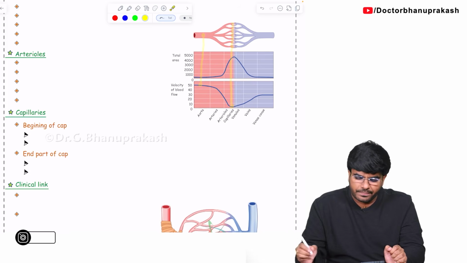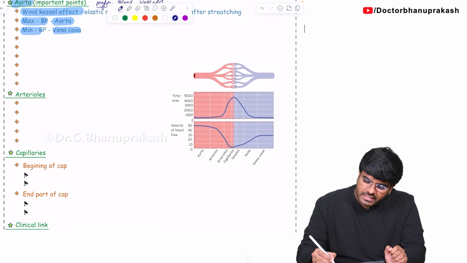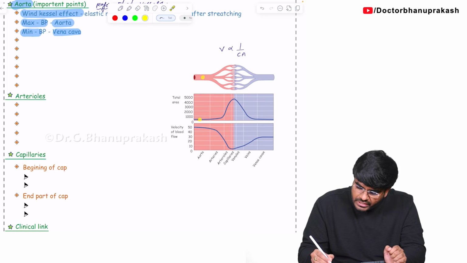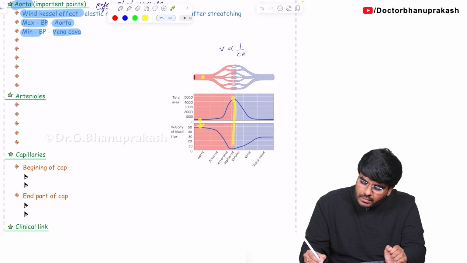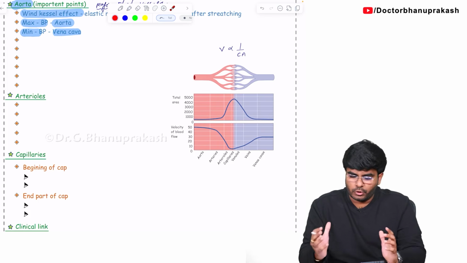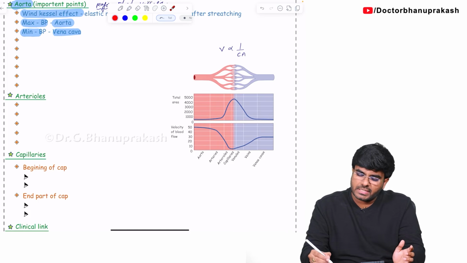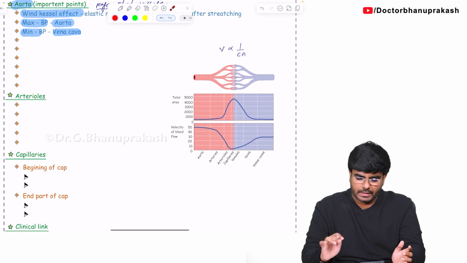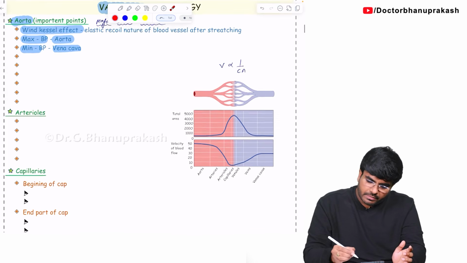So from this, velocity is always inversely proportional to cross-sectional area. The less the cross-sectional area, the more the velocity. The more the cross-sectional area, the less the velocity. Done. So let me write the same thing here.